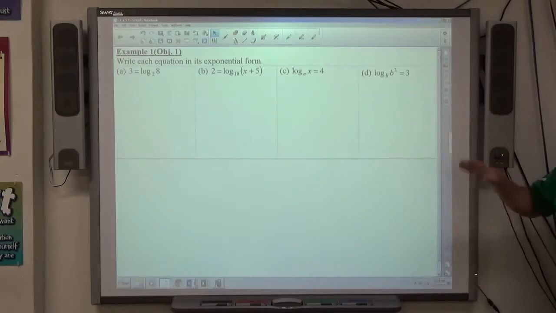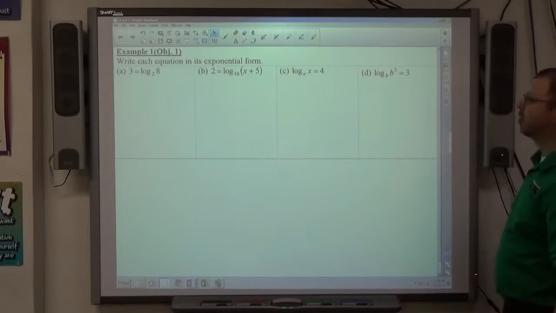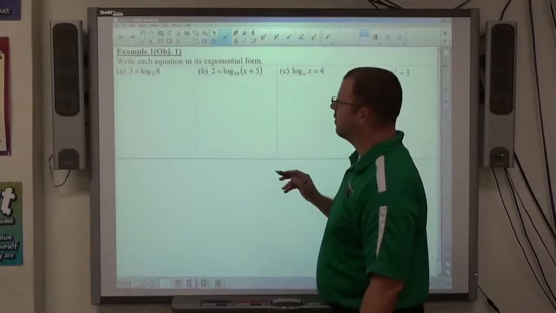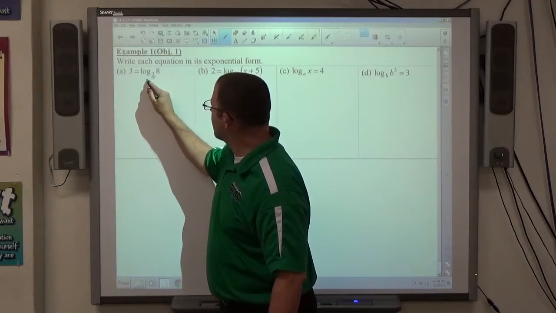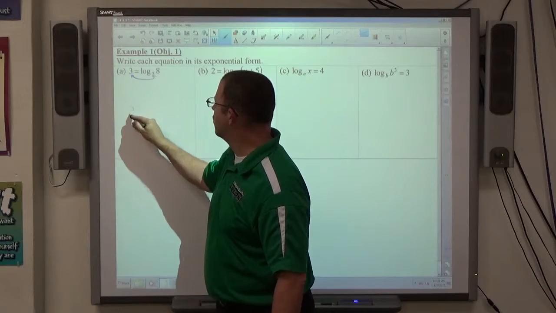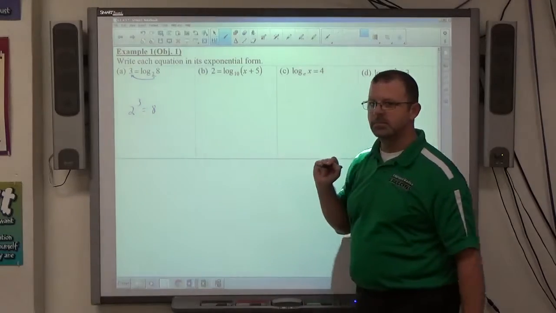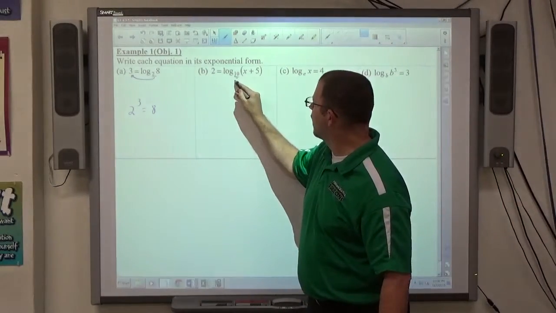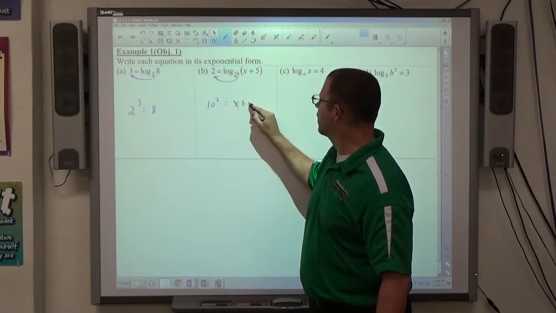All right. So example 1 is simply rewriting logarithmic expressions in exponential form. It's basically just a matter of looking at each expression and then rewriting it properly. The base of the logarithm raised to the power equals the argument. So 2 to the third power equals 8. The second one, the base is 10, raised to the second power, so 10 squared is equal to x plus 5.